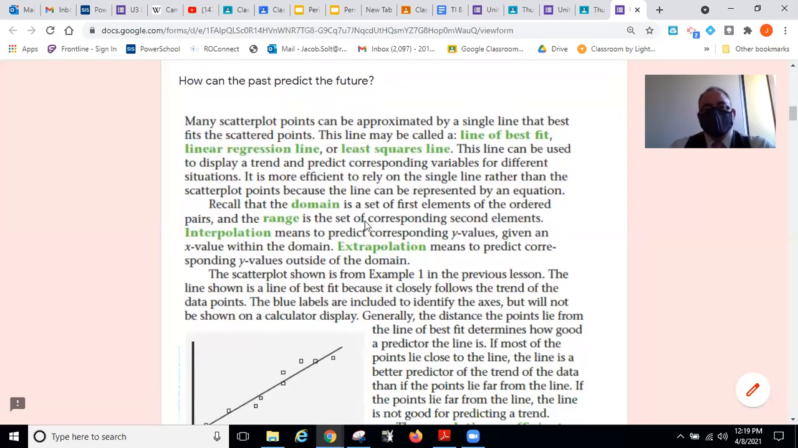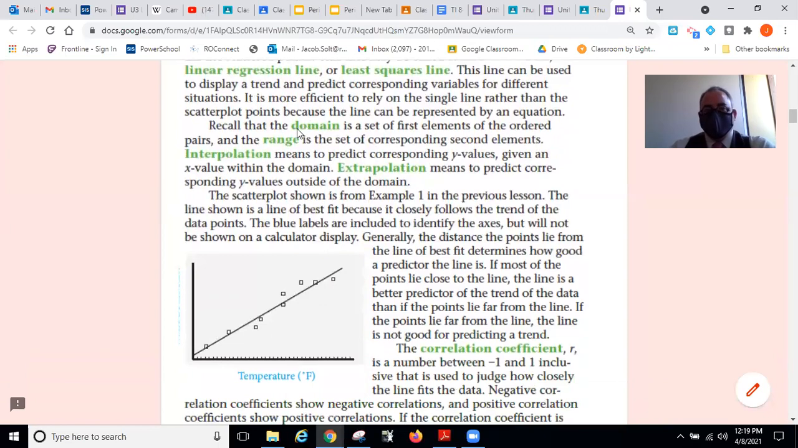All right, recall that the domain, it's in green, it's a vocab term, is a set of first elements of ordered pairs. An ordered pair is a coordinate pair, a coordinate (4, 10), for instance, where 4 is the x value, 10 is the y value, right? Those are ordered pairs. And the range is the set of corresponding second elements.